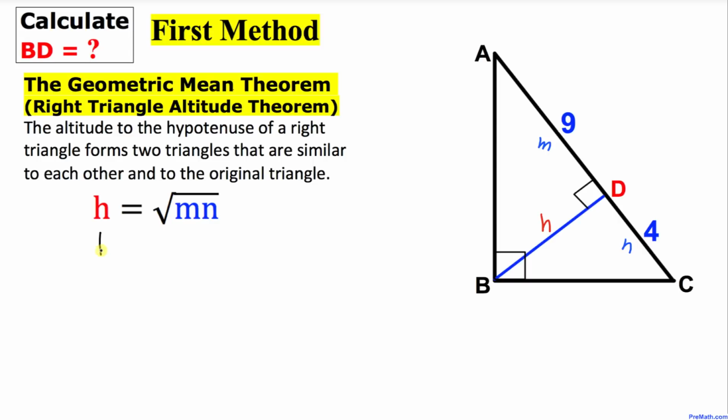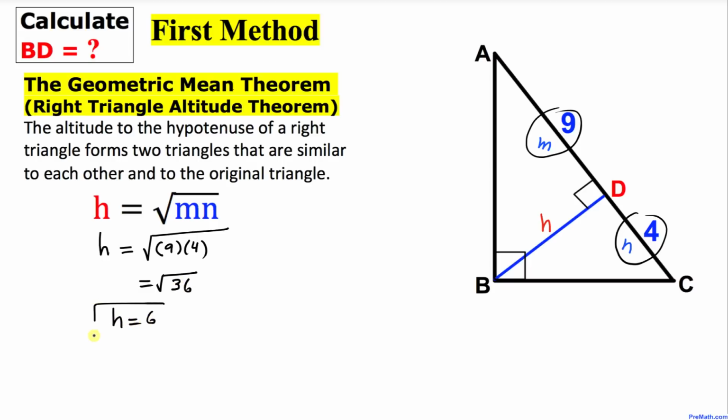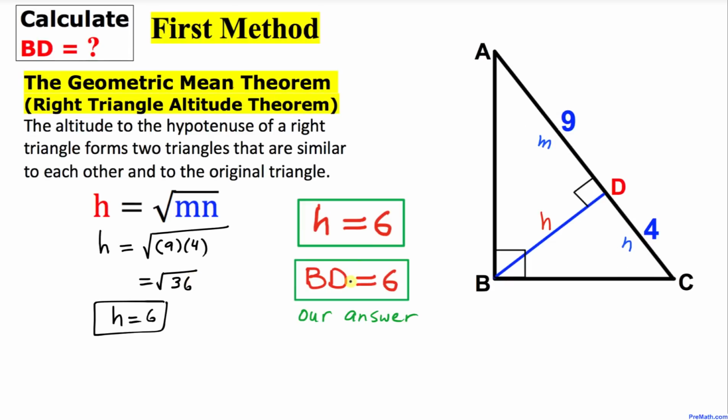So we have H, the altitude, equal to the square root of M, which in our case is 9, times N, which is 4. So 9 times 4 is going to give us the square root of 36. That means H turns out to be 6. Thus our altitude BD turns out to be 6.